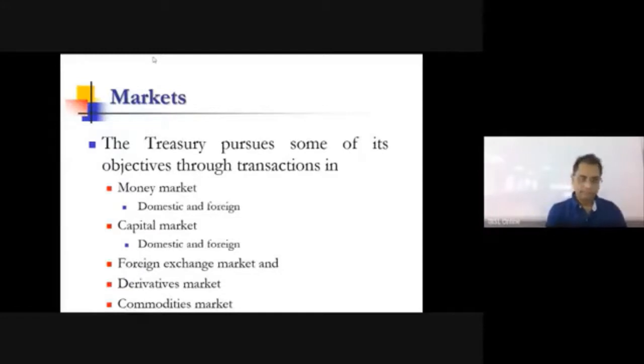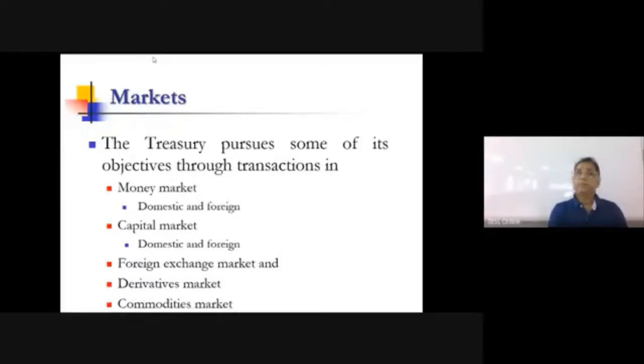So in this case, Treasury also needs to go into a market to buy and sell, to trade the products they need to manage the risk of the bank and to maximize profits for the bank. So what are the markets they use? Money market. Like I said, money markets are usually markets that are below one year.